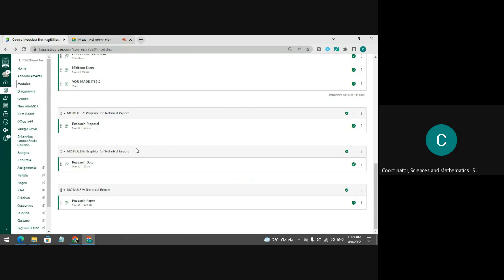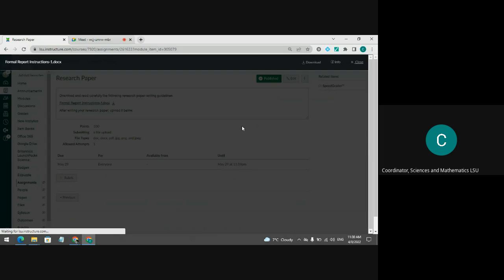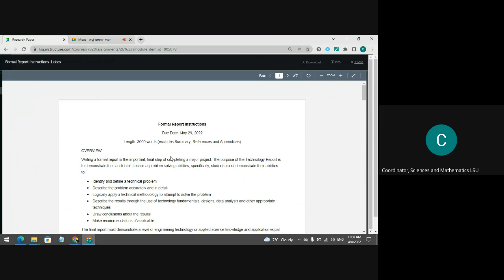I know you know what APA style is. And finally, for our last module, Module 9, which is the technical report itself, the whole paper that you did, you have the whole paper to be submitted on May 29, 2022. There will be no extension for the submission of your final paper because all the modules had been published 2 to 3 weeks prior to the deadline.